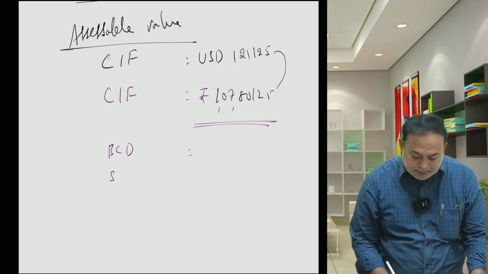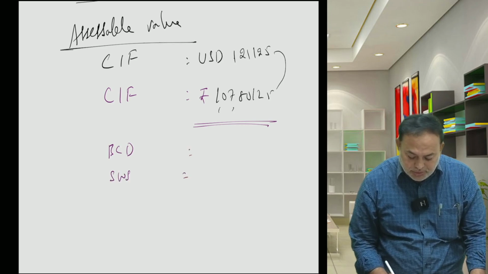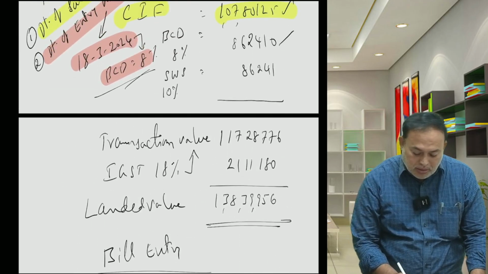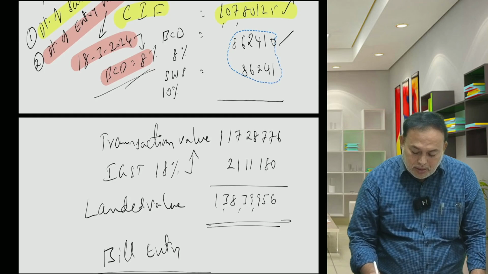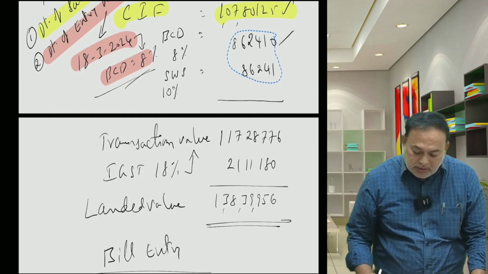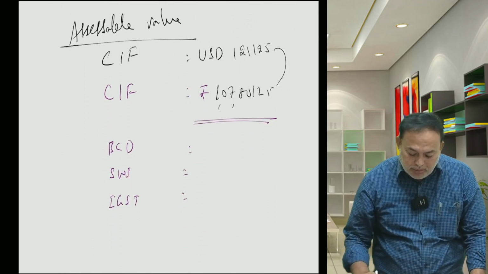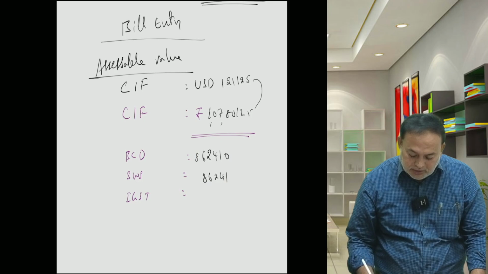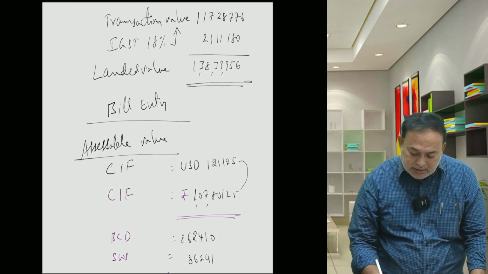Thereafter, you have to show BCD, SWS, IGST. Simple. Copying here, the same values should be shown in the bill of entry. Thereafter, IGST.